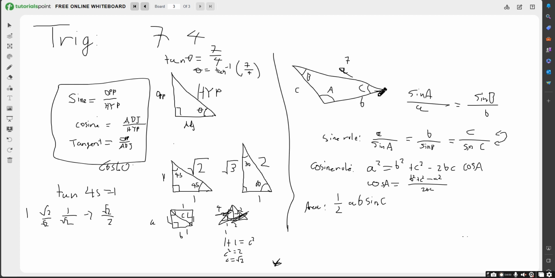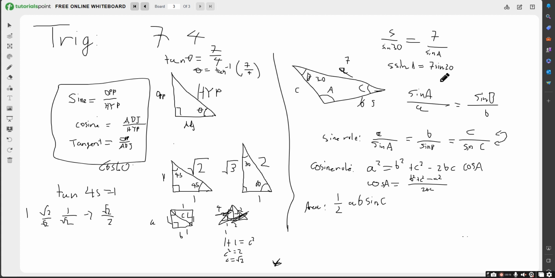which is really useful because let's say you're told that this is 7, this is 5, and this is 30. You can calculate this value because you know that 5 over sine 30 equals 7 over sine A. So 5 sine A equals 7 sine 30.